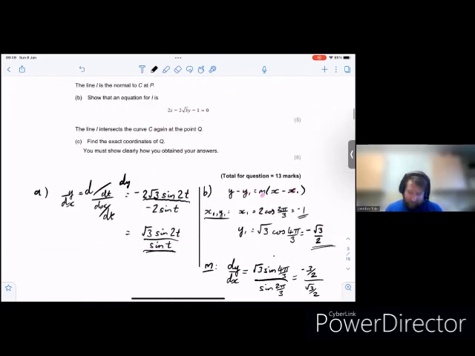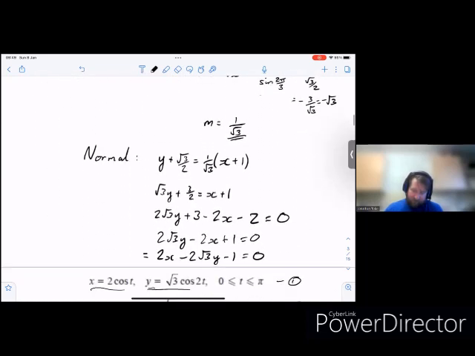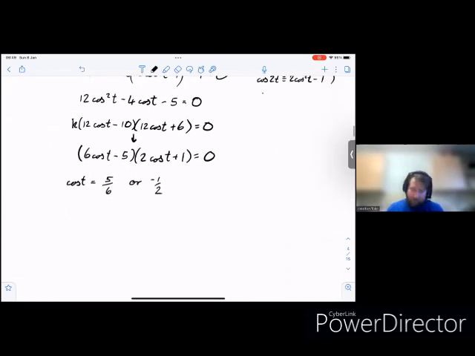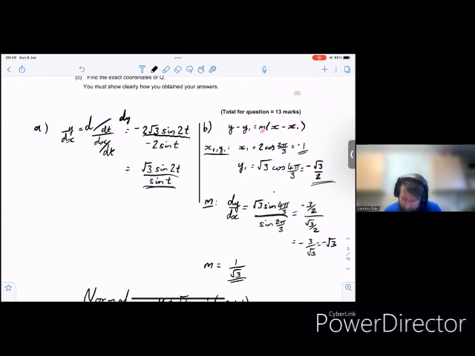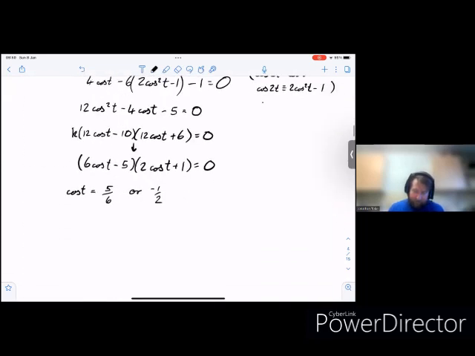Sorry, all the way back up to the question. We want the exact coordinates of Q. And Q is the one where t is not 2 pi over 3. So it was, cos was minus a half, wasn't it? Yeah, so the 2 pi over 3 is this one. So we're not interested in that one now. So we're interested in cos t equals 5/6.